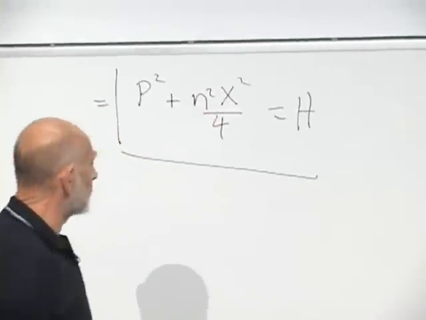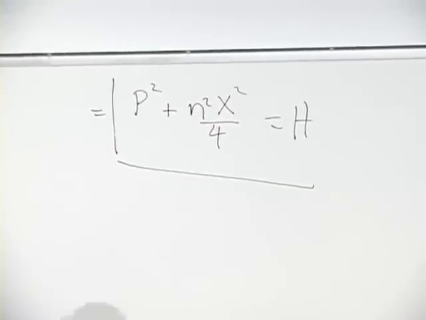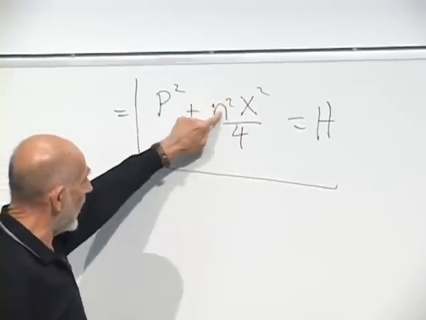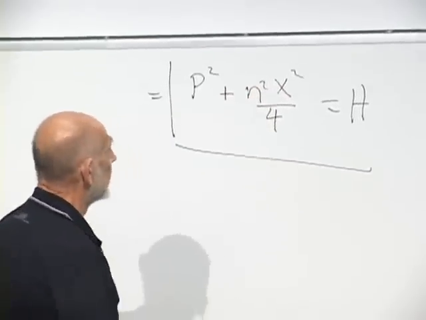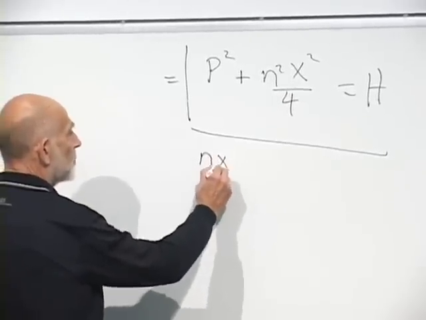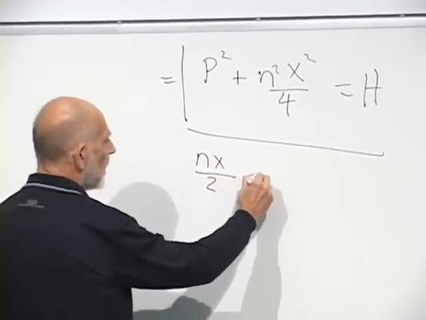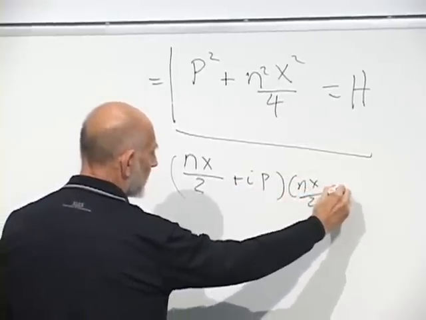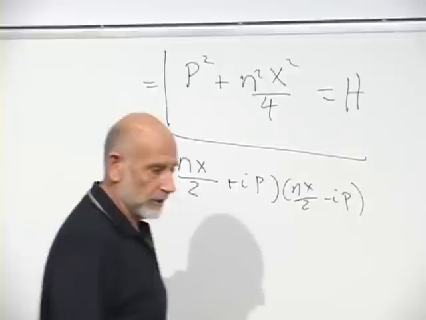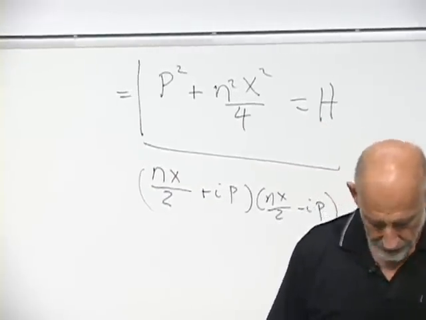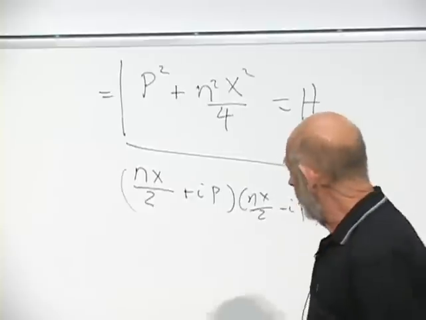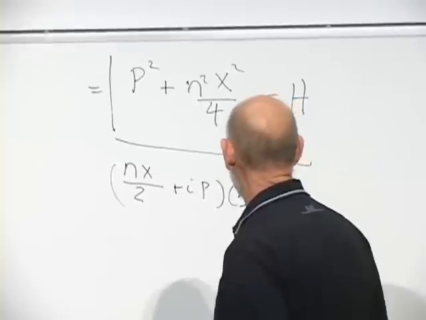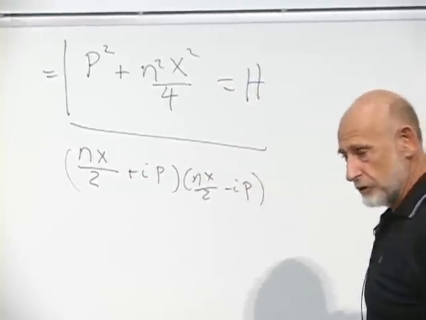So you look at this, it's the sum of squares, and you rewrite it. What is this term a square of? This term is a square of nx over 2, right? All right, so we write that this is nx over 2 plus ip times nx over 2 minus ip. That's the Hamiltonian. Okay. Next step, you give these two things names, but not quite. First, let's think about the commutation relations between these two.